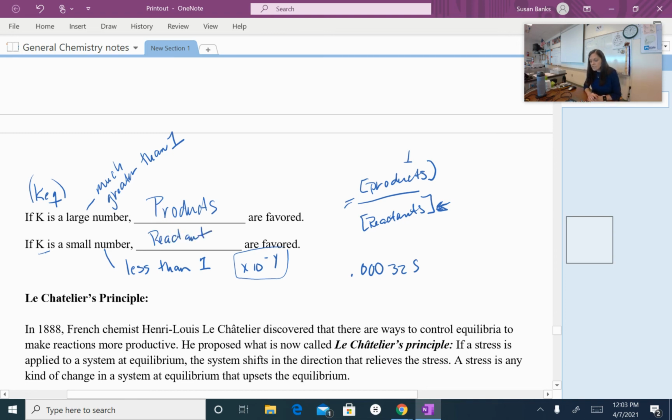Okay, so this is how we write equilibrium expressions and what those big or small numbers of the equilibrium expression mean. They tell us relative to each other how much product versus how much reactant we can expect to have in this reaction. Okay, so next time we are going to use some of these principles to help us understand Le Chatelier.